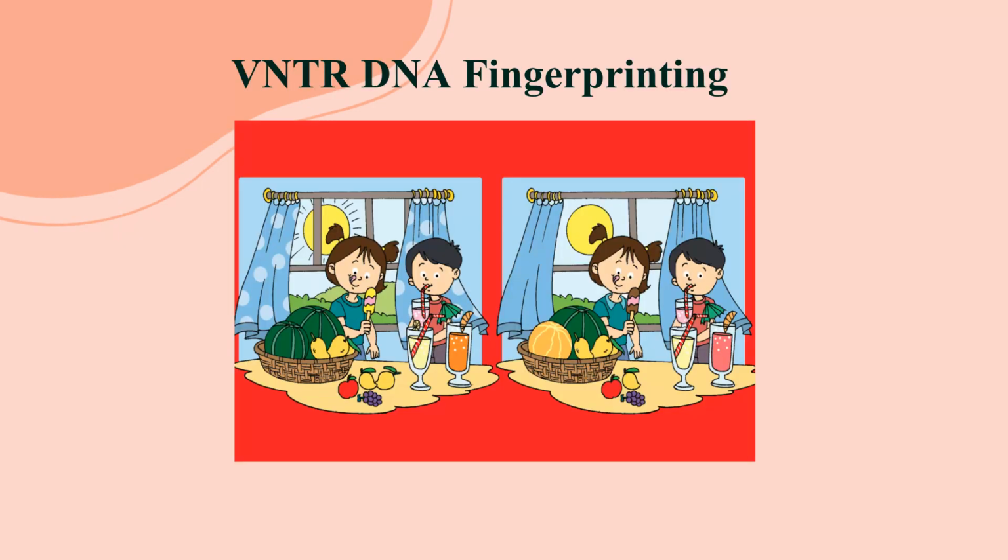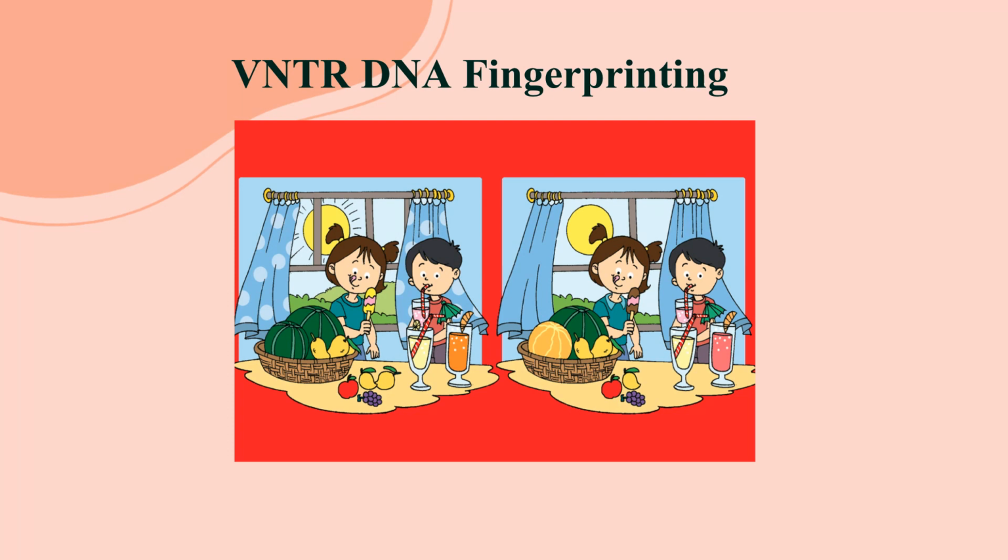We will be using VNTR in our DNA fingerprinting analysis. VNTR stands for Variable Number of Tandem Repeats. The majority of the human genome is highly similar, but in variable regions, the number of repeats can differ and be used in DNA fingerprinting.